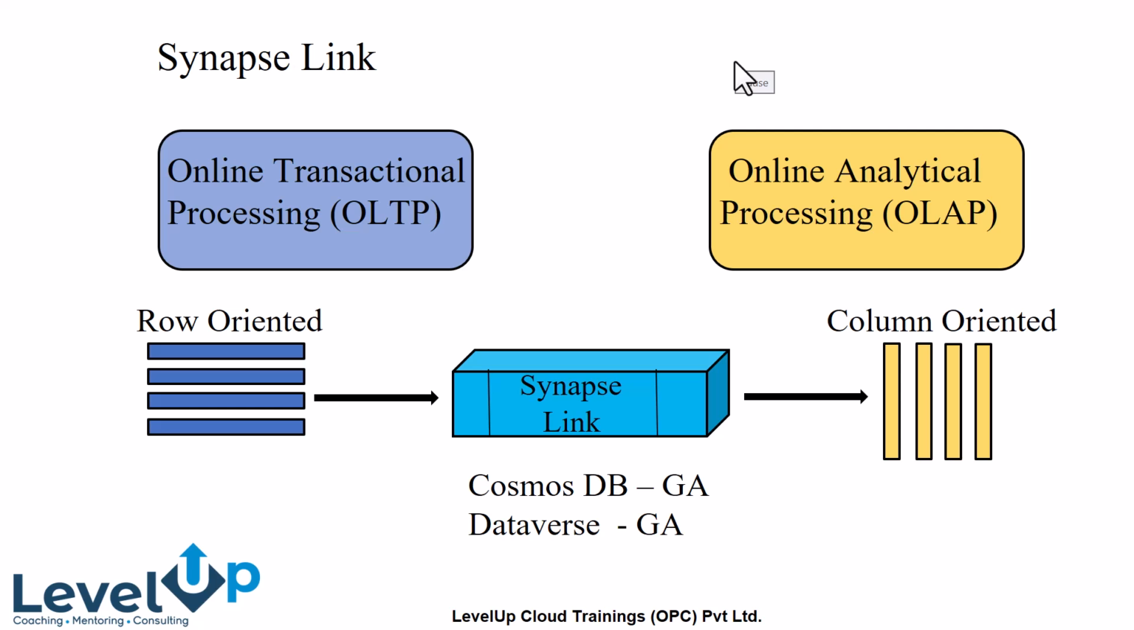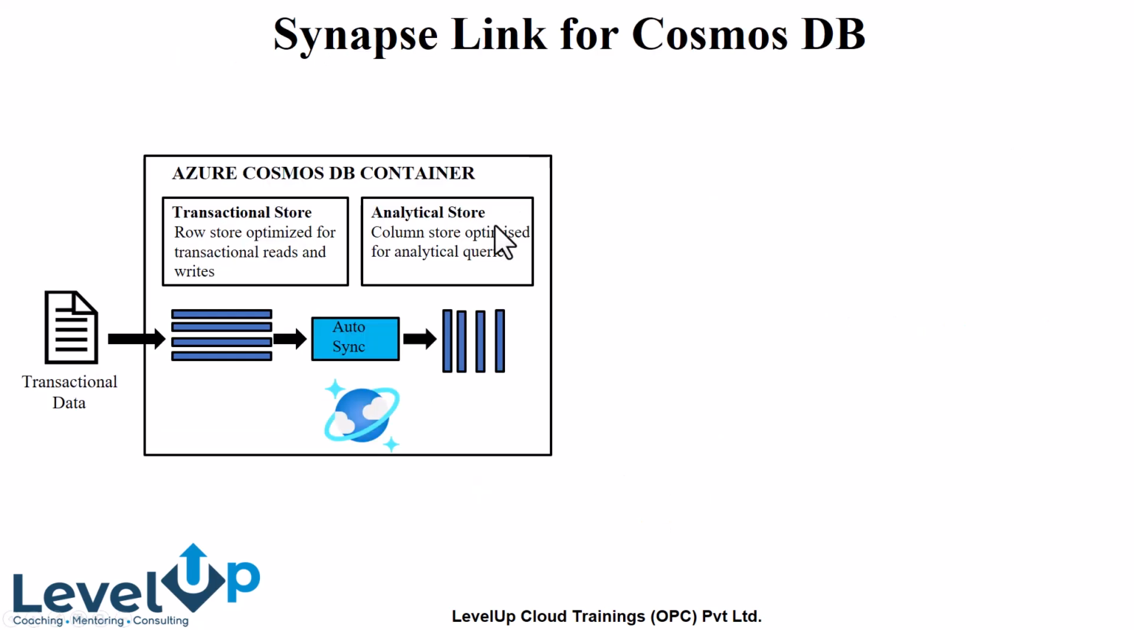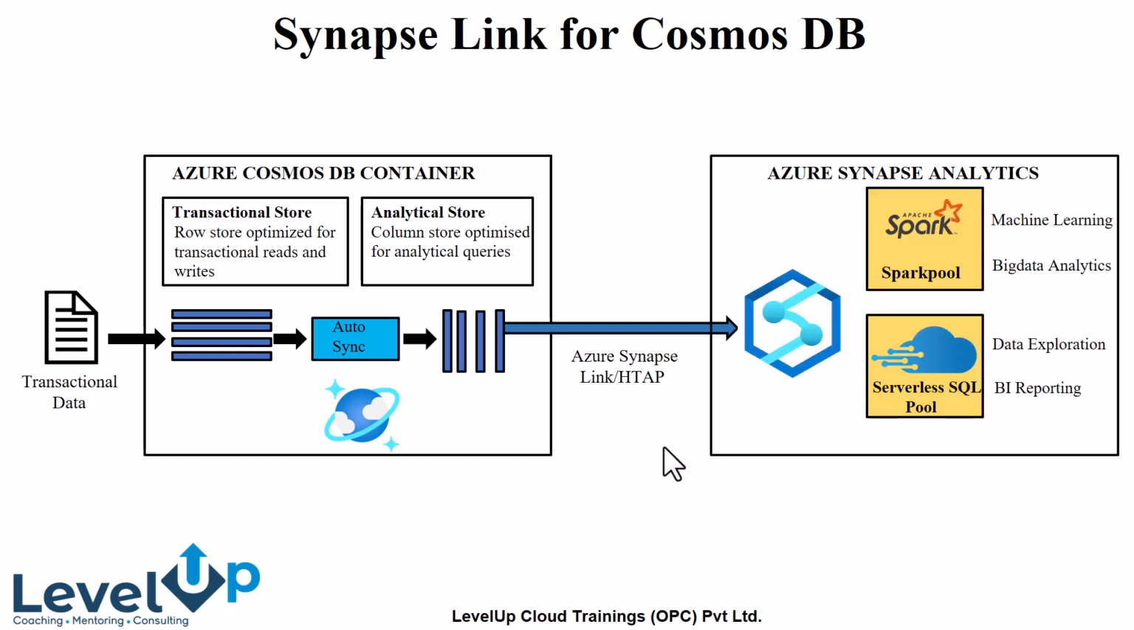What Synapse Link will do here is that in the Azure Cosmos DB container, as soon as transactional data comes into the container, it will automatically convert it into a column store, the analytical store. This column store we access from Synapse Analytics with the help of Azure Synapse Link, and we can process the data in a serverless pool or Spark pool. That is the use of Azure Synapse Link.